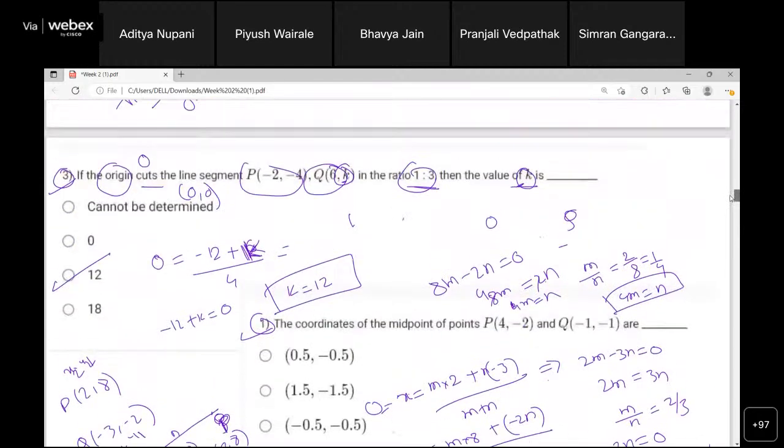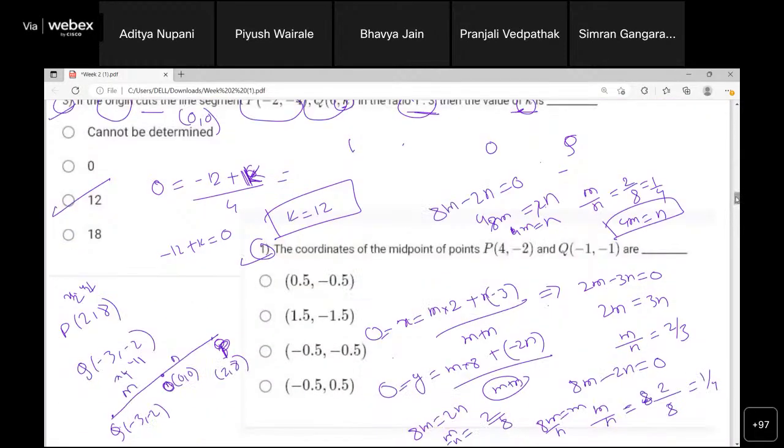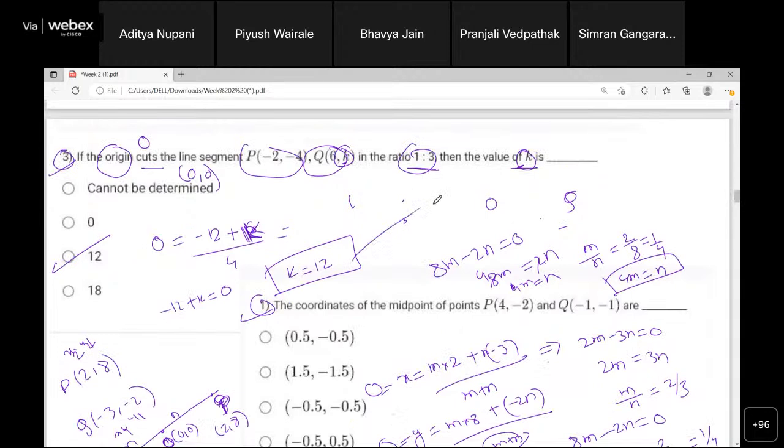This is the origin, right? And if it does not cut the origin line, meaning it does not lie on this line, it will form a triangle like this, right?